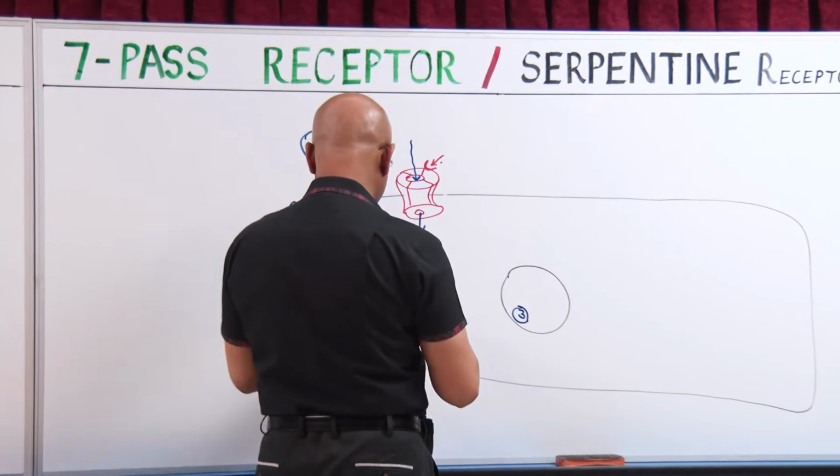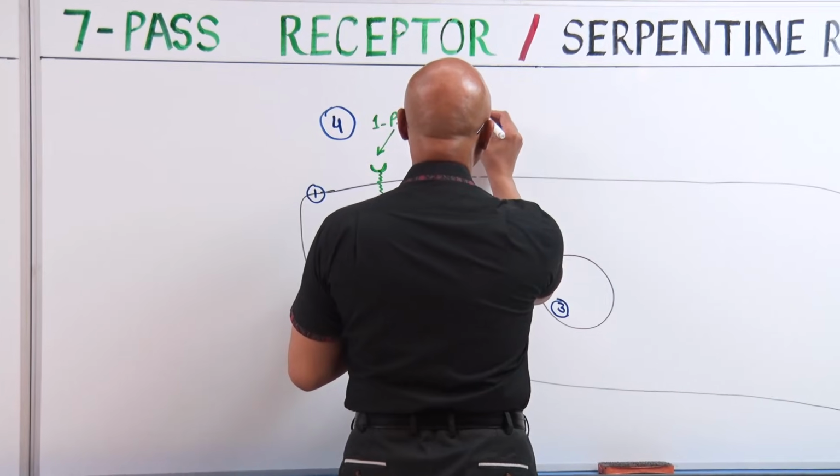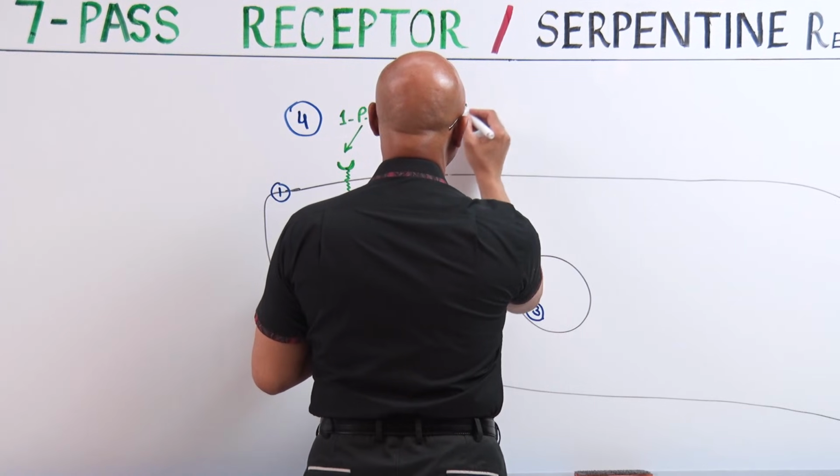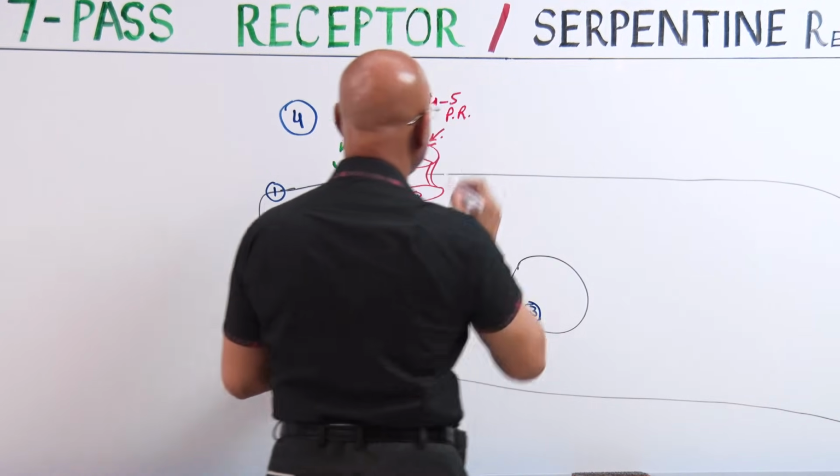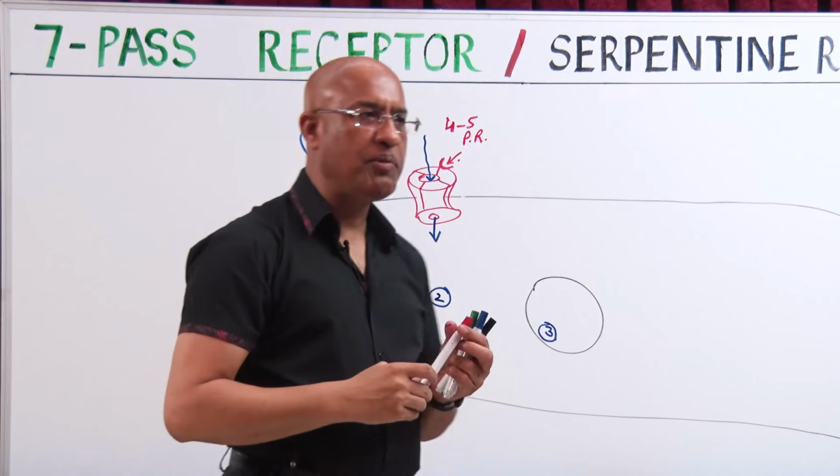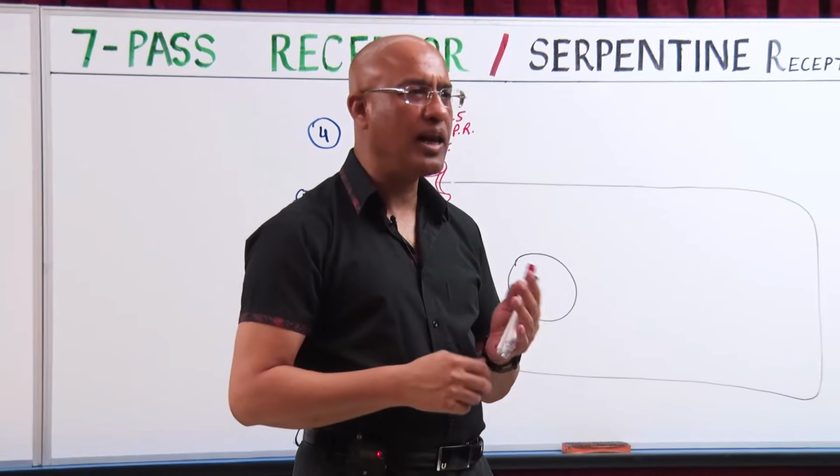Then there are, so this is how many? 4 to 5 pass receptors. Then we come to our beloved receptors, the most loved ones.